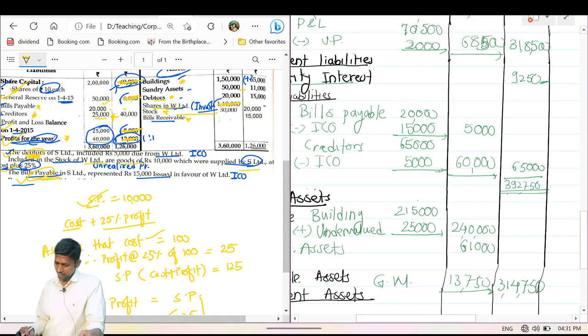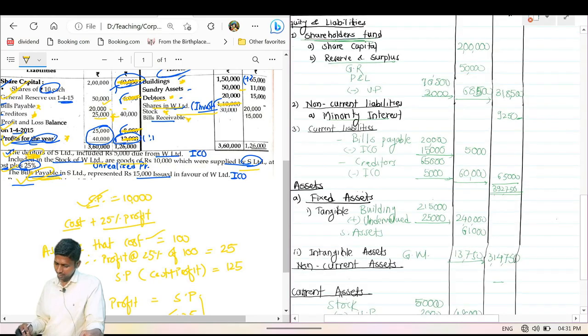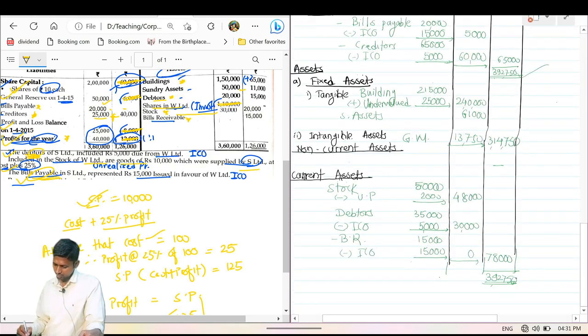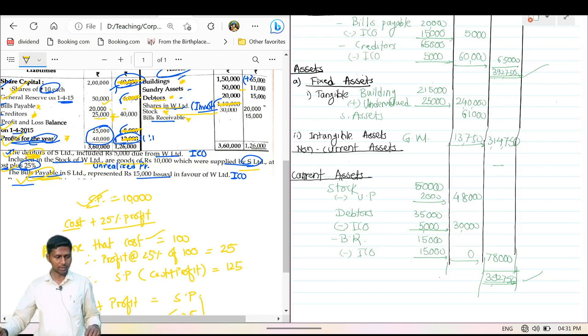392,750. And now if you compare the liability total with the asset total, you will get the same total, 392,750. That means our balance sheet is tallied. Consolidated balance sheet is what? Understood, what is consolidation? It's very simple. Within 1 minute, we'll revise.